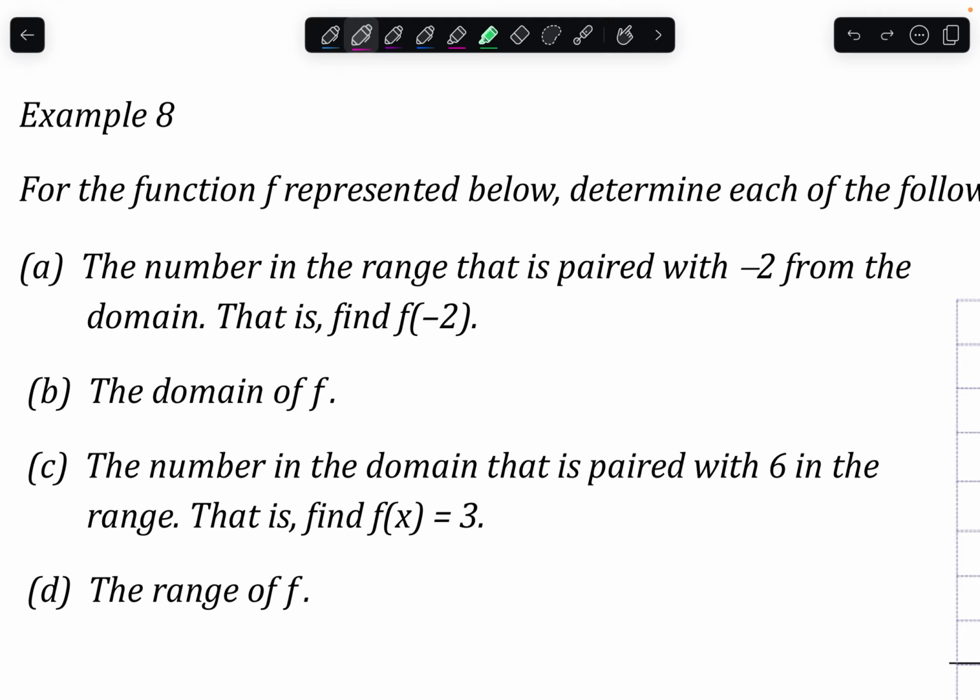So there's 2 ways you can be asked this. One is that first sentence, find the number in the range. When it says find the number in the range, that means find y. When paired with -2 from the domain. So this right here is telling us x is -2. Usually you will not see this written both ways, so you could either see that first sentence or you could just be asked, what is f of -2? Okay? So f of -2 means what is y when x equals -2?